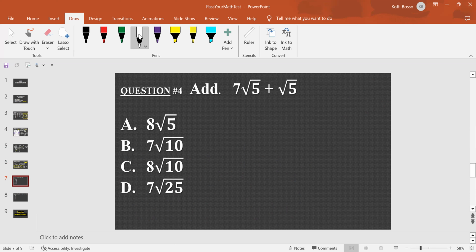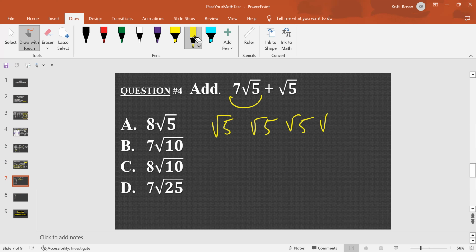Okay, the next question, question number 4. They say add. This is a square root question. So 7 square root of 5 plus square root of 5. First of all, you have to understand that when they say 7 square root of 5, that means you have square root of 5, 7 times. It's like we add: 1, 2, 3, 4, 5, 6, 7. And they say plus square root of 5, so that square root of 5 is like only one square root of 5.